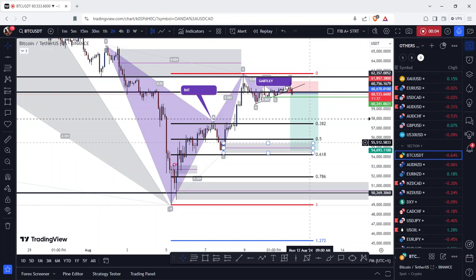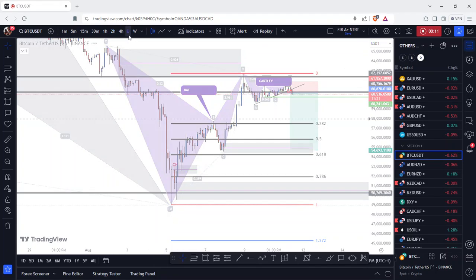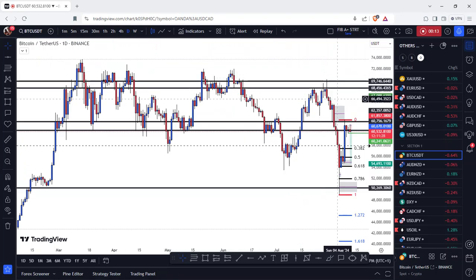A quick one. This is BTC USDT. All right, a quick one here. Just a quick analysis on BTC USDT. So let's start from the daily time frame. On the daily time frame, what do we see?